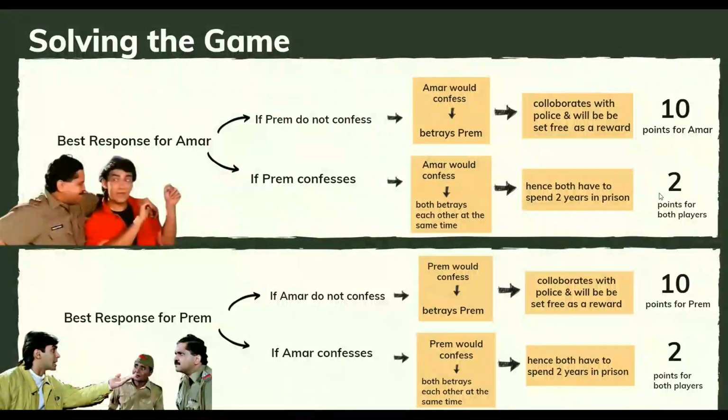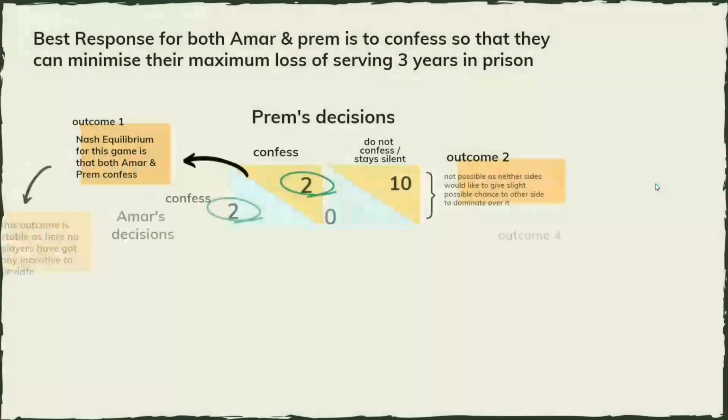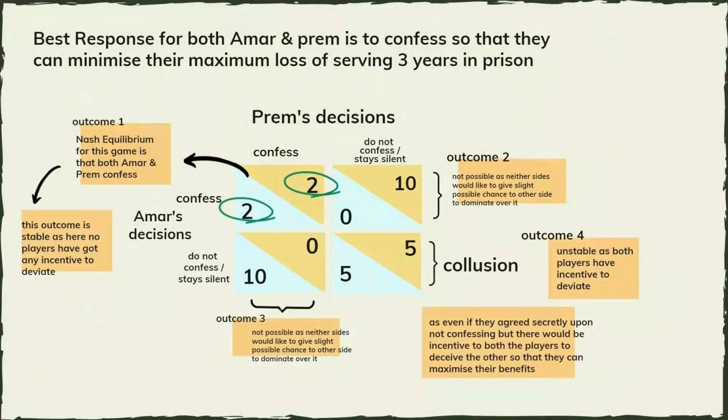Since we are equipped with the fact that both Amar's and Prem's best strategy is to confess so that they can minimize their maximum loss, that is 3 years of prison. But seeing the game theory table, we know that this is not the best outcome for both the players. The best outcome would be to become partners, remain silent, and just serve 1 year of prison. But the issue with this scenario is that here both players have got incentive to deviate. The incentive is to get freedom from prison. Suppose both players become partner and agreed not to confess.